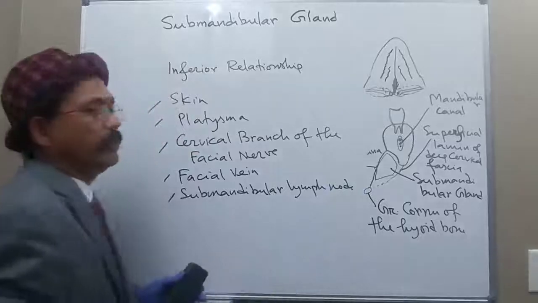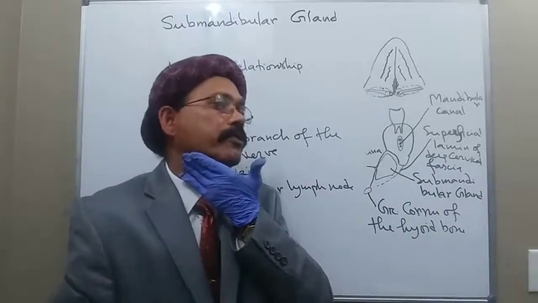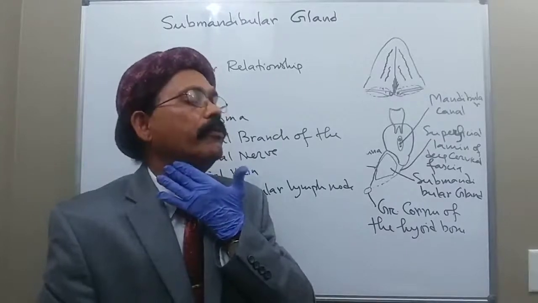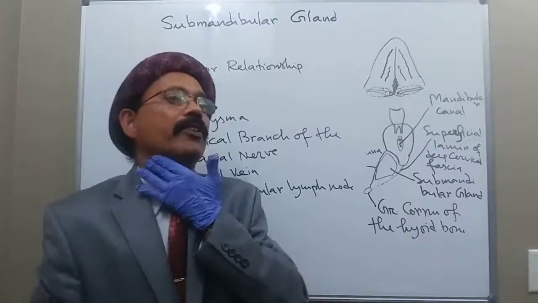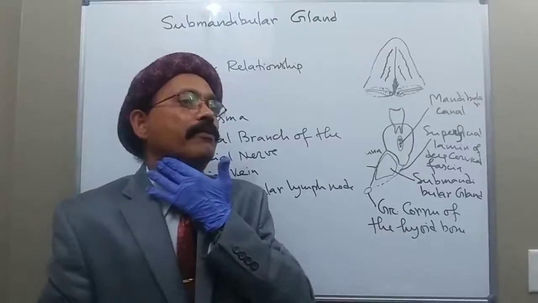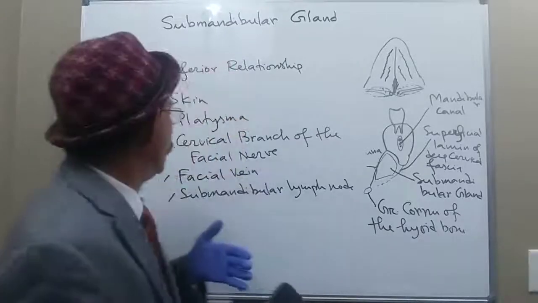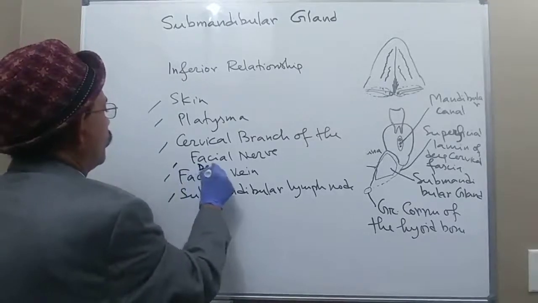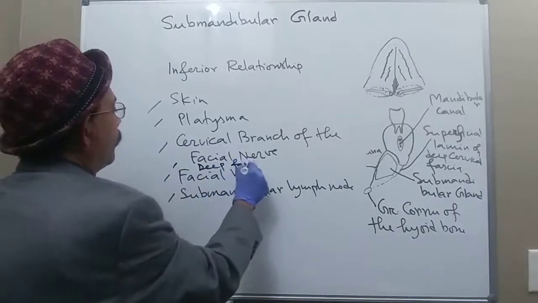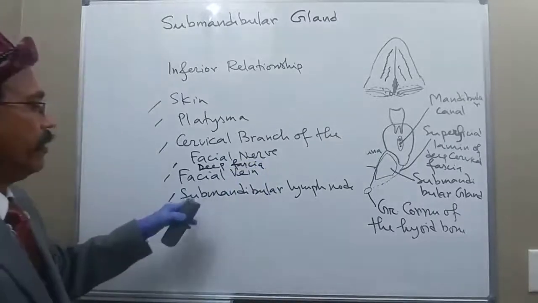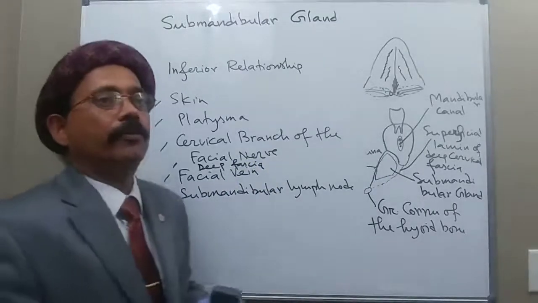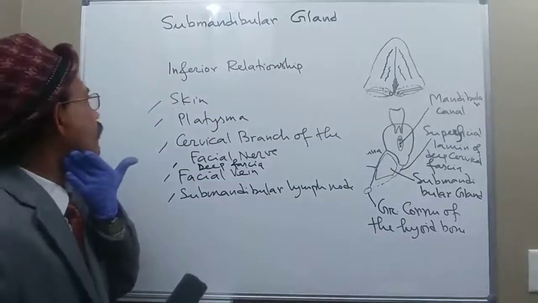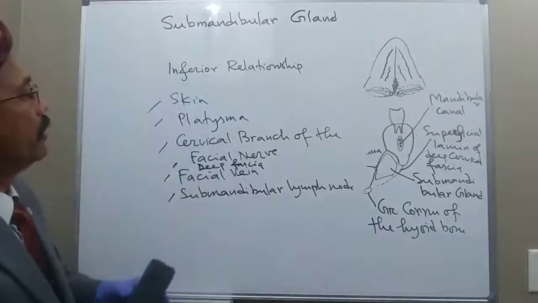Okay, we got the structures in relationship to the inferior surface of the submandibular gland. We have skin, platysma, cervical branch of the facial nerve, deep fascia, facial vein, and submandibular lymph node. Okay, we got the structures on the undersurface of the submandibular gland.